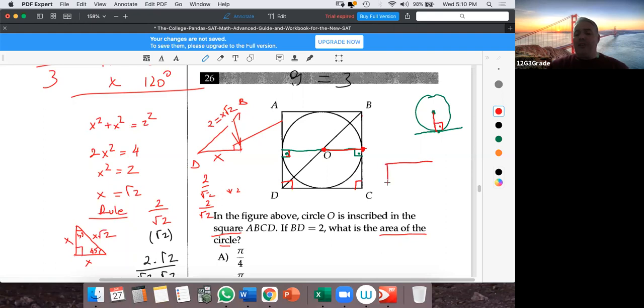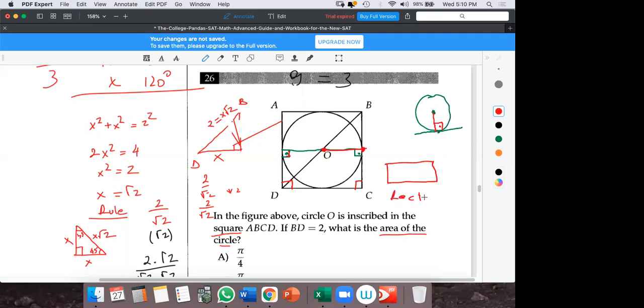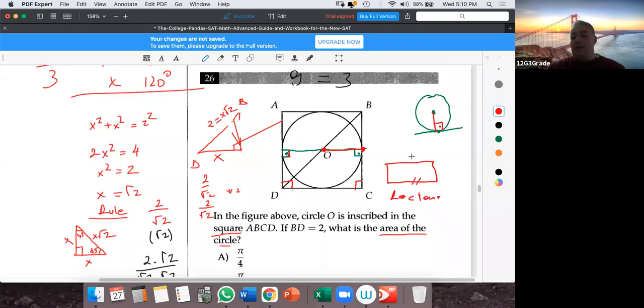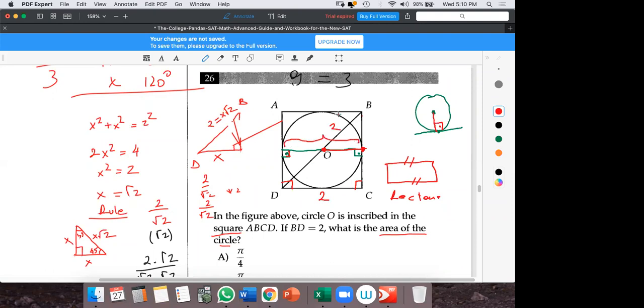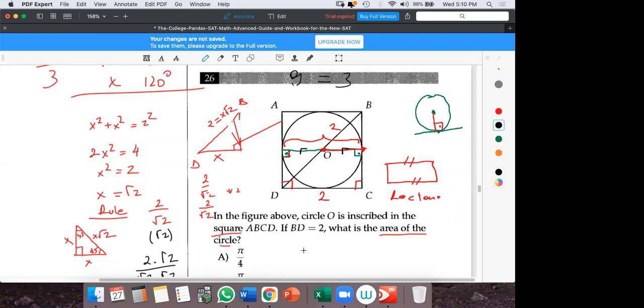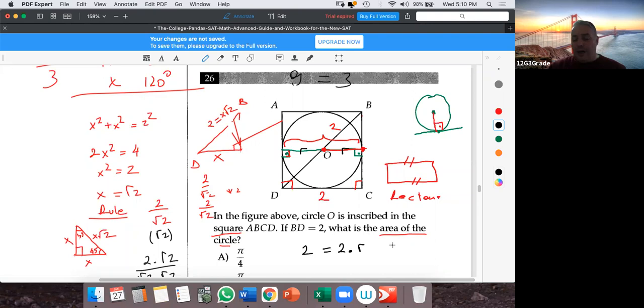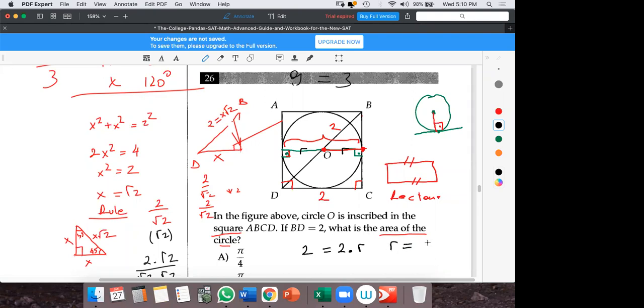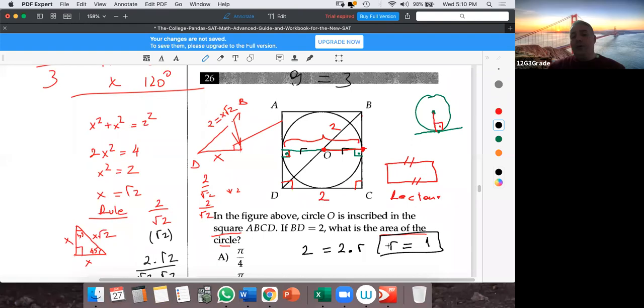So what kind of figure do I have? Is this a rectangle? What do you think? Yes, sir, it's a rectangle. Rectangle means opposite sides are equal. So this is, we calculated, 2. If this is 2, can I say that this is also 2? Yes, sir. If this is 2, can I say that this is radius and radius? Yes, sir. That means 2 is 2 times r, so what is only r? 1.